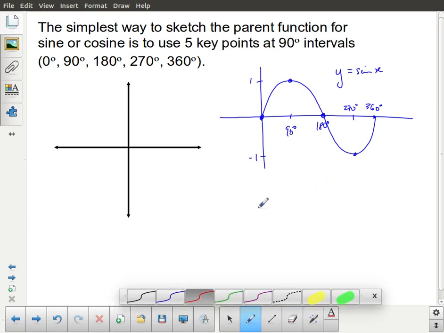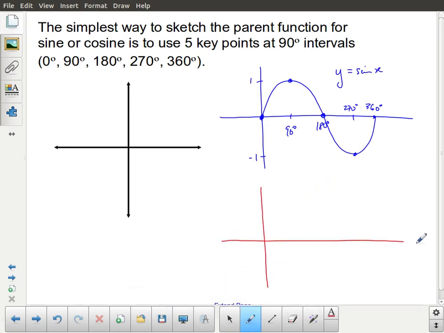We can also very quickly and easily do, or at least we want to get to the point where we can quickly and easily do, the parent function for cosine. That was not very nice. Let's try that one more time.